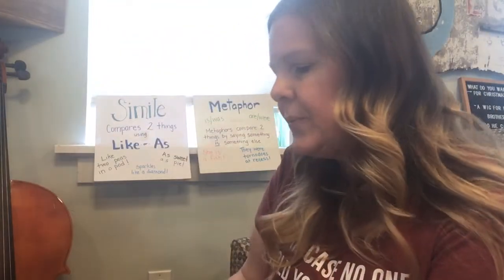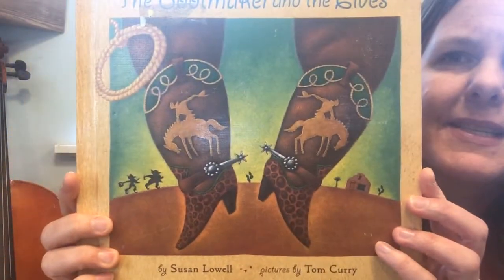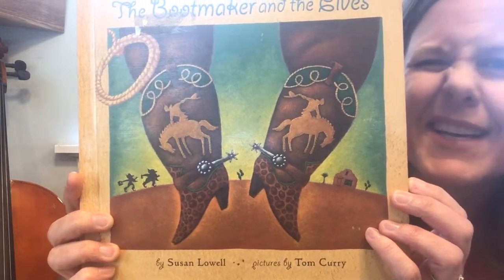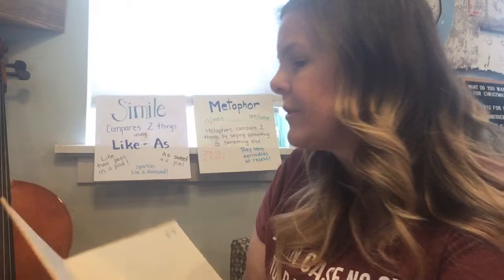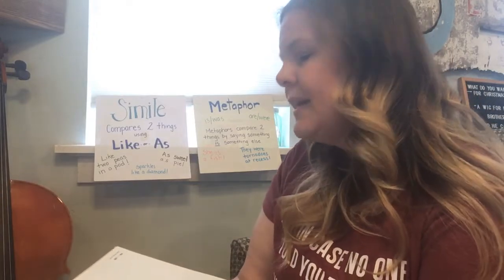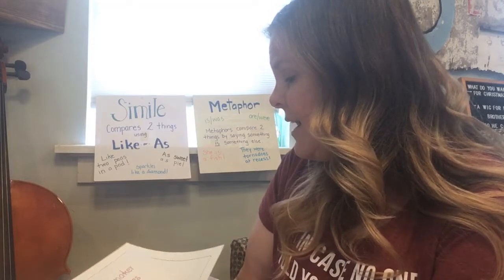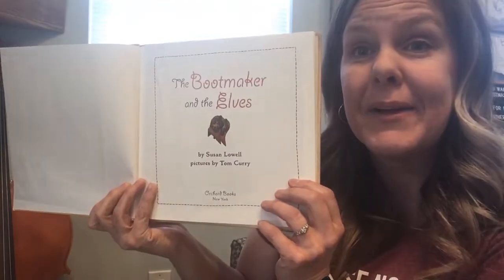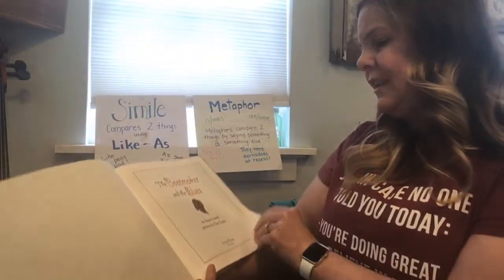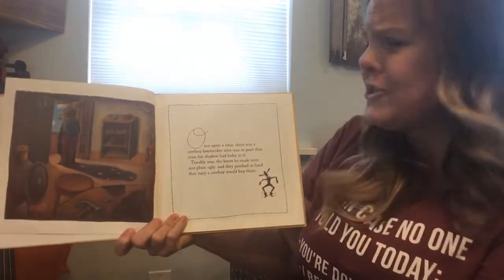So I have this book called The Bootmaker and the Elves. It's set in like Texas or something like that, about a cowboy bootmaker, and you may have read a similar story called The Shoemaker and the Elves, about some elves that come along and make shoes in the middle of the night. This one is for boots, Bootmaker. So The Bootmaker and the Elves by Susan Lowell, and pictures by Tom Curry. Also, my voice is getting a little bit scratchy. I don't know what that's about.